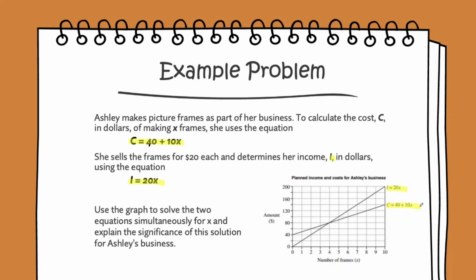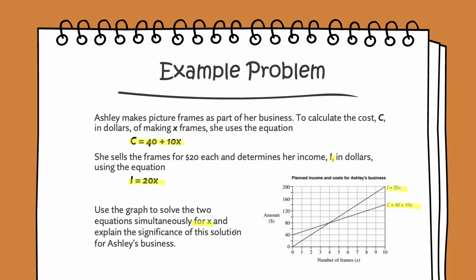So our first step, which is to calculate the actual equation, has already been done for us. We don't actually have to do that. Now what we have to do is figure out how to solve the two equations simultaneously for x. We also have to make an inference and explain the significance of the solution for Ashley's business. So that's going to be a bit of a worded response.